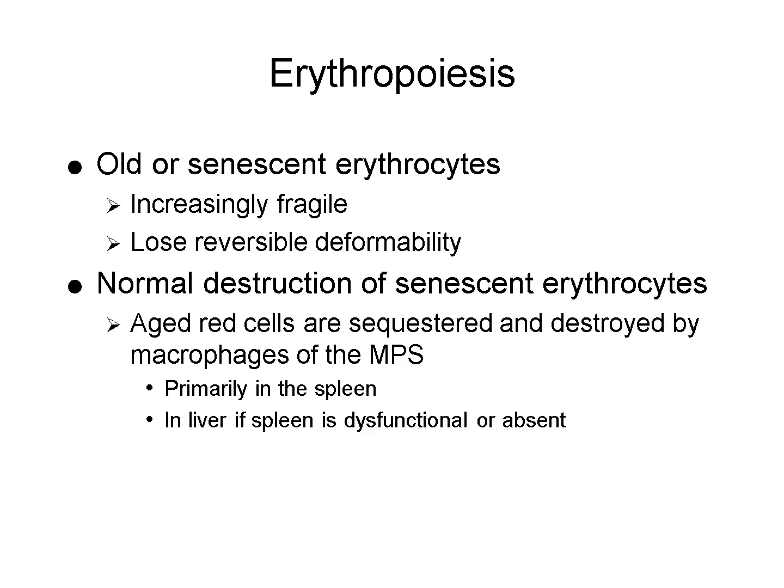As erythrocytes age, they lose their flexibility and become increasingly fragile. Old, or senescent, erythrocytes are recognized and removed by macrophages, primarily in the spleen. If the spleen is dysfunctional or absent, the liver takes over this role. The normal destruction and recycling of aged red cells ensure that iron and other components are conserved and reused.